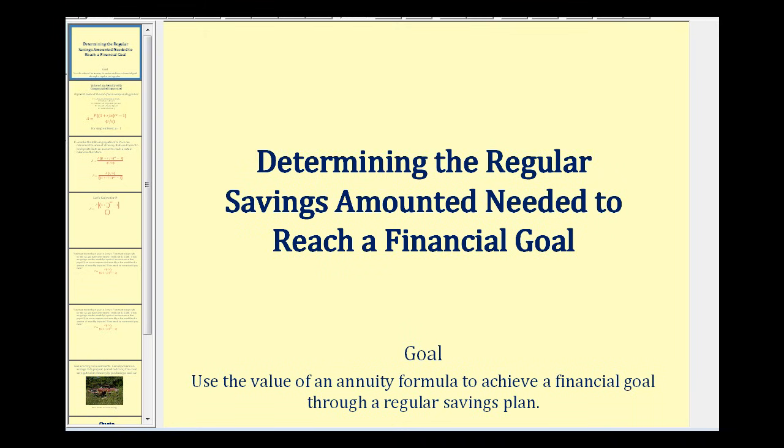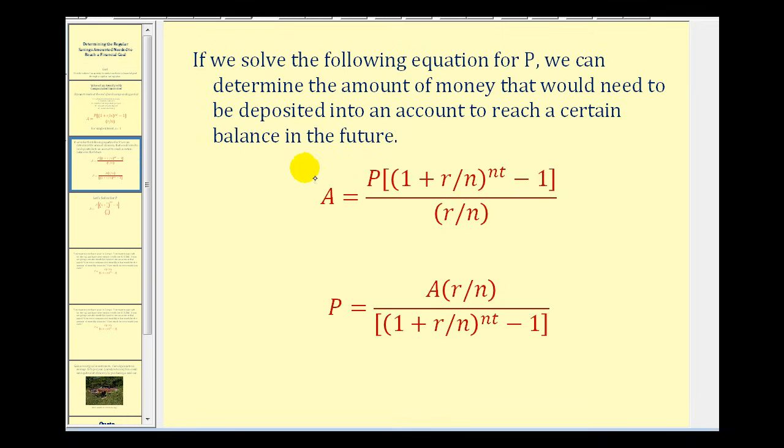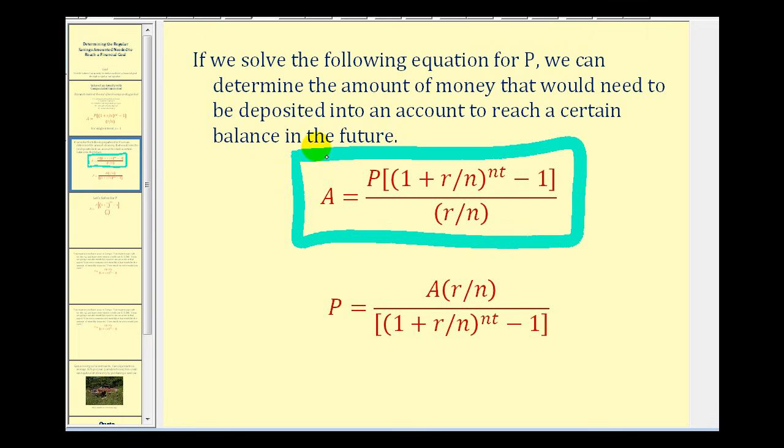Welcome to a lesson on determining the regular savings amount needed to reach a financial goal. In this video, we'll use the value of an annuity formula to achieve a financial goal through a regular savings plan. If we solve the formula we use to determine the value of an annuity A for the value P, where P is the regular deposit amount, we would have this formula here where P will give us the regular savings amount needed to reach our financial goal of A.